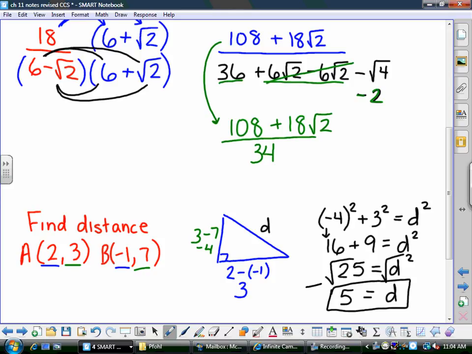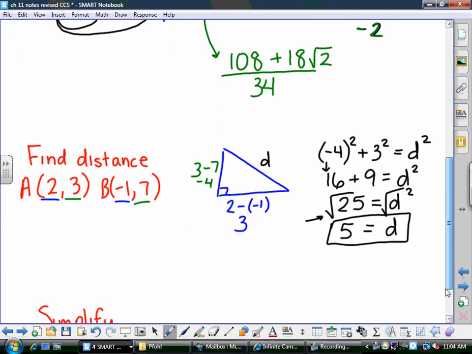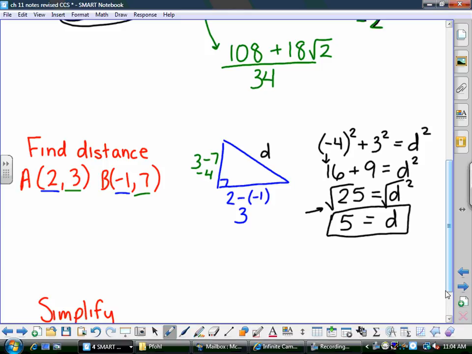Now, had it not been a nice number, like if it was the square root of 24, then I would have broken apart the 24 and simplified the square root. This one is just one that we know in our head. We know the square root of 25 is 5, so the distance between those 2 points is 5.